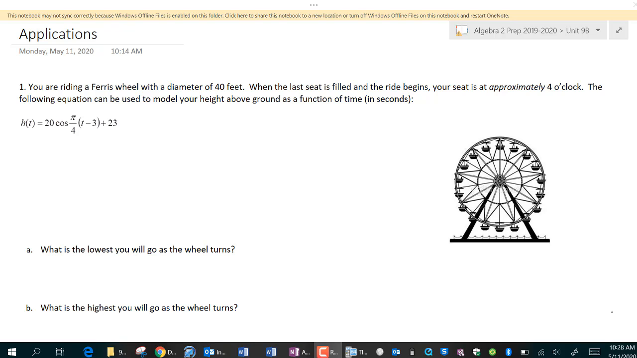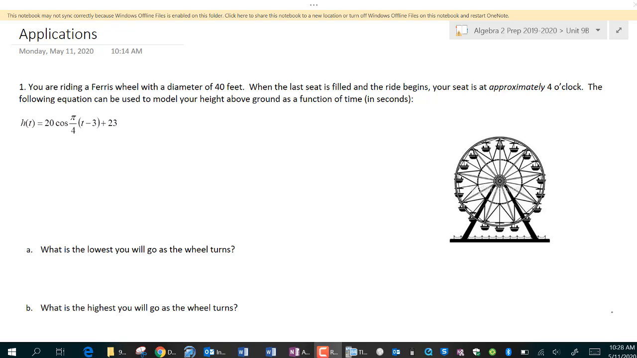So, like I said, we're going to talk about some applications. So we're going to do two different ones. The first one has to deal with a Ferris wheel. If you think about a sinusoidal function, it's really an ongoing cycle. Once you get on the Ferris wheel, you go up to the top, down to the lowest point, and then just keep going on and on if you were to stay in that Ferris wheel. So here it says you are riding a Ferris wheel with a diameter of 40 feet.